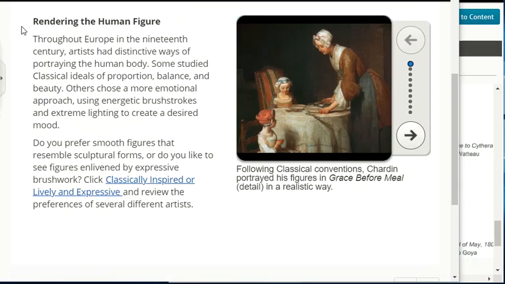Rendering the human figure. Throughout Europe in the 19th century, artists had distinctive ways of portraying the human body. Some studied classical ideas of proportion, balance, and beauty. Others chose a more emotional approach, using energetic brushstrokes and extreme lighting to create a desired mood. Do you prefer smooth figures that resemble sculptural forms, or do you like to see figures enlivened by expressive brushwork?